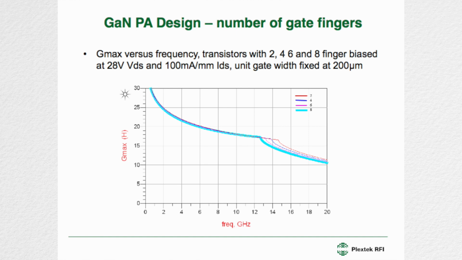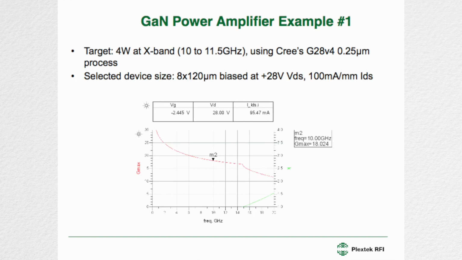So the first example we're going to look at is a 4-watt X-band PA. Now, this used to be quite a tricky thing to design, but in honesty, if you've got a good GaN process, this is not a difficult design to do anymore. We're using on this first example Cree's quarter micron GaN on silicon carbide process. We've selected an 8x120 micron device biased at 28 volts VDS and 100 milliamps per millimeter.